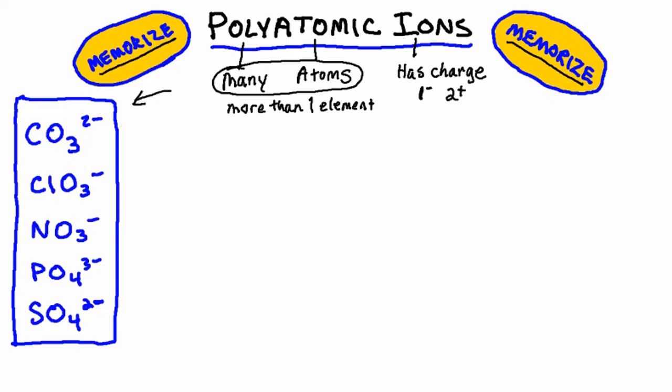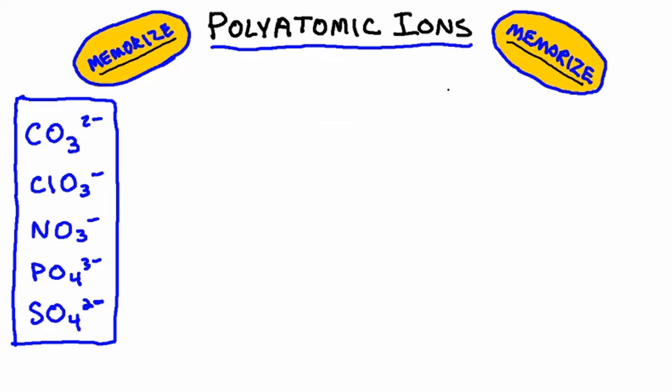The ones that you need to know mostly are the oxyanions, polyatomic ions. That means the ones that have oxygen in them. These polyatomic ions are going to have more than one element in them because they're going to have oxygen with another element, and they're going to have a charge like 1 negative or 2 positive and so on. So polyatomic ions are a group of elements that, put together, have a specific charge.